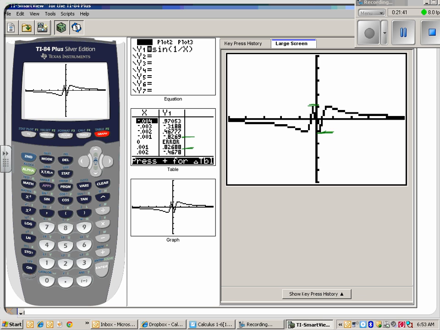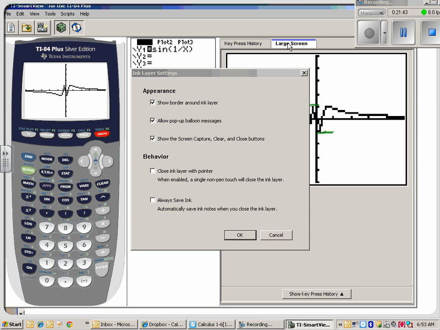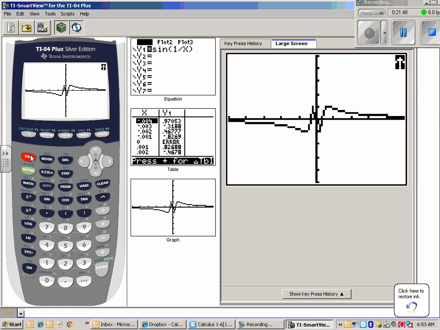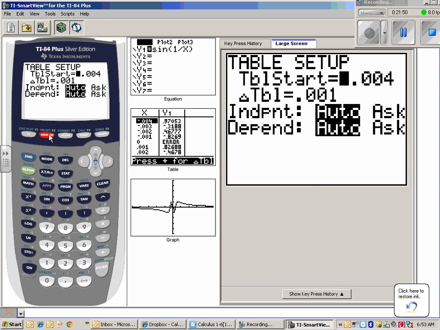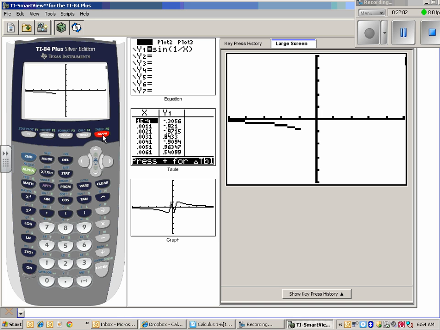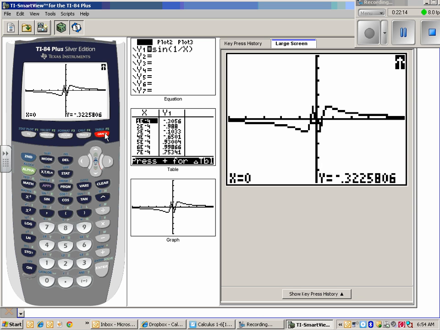And if I change my window and I say, hey, I want to take a look at values that are closer to 0. So I want to start at 0.0001, and I want to increase them by 0.0001. I can take a better look at that, and I can see the graph isn't going to change. But now when I take a look at my table, I can start to see stuff happening on my table. So let me take a look at my table, and I'm going to go to my large screen.